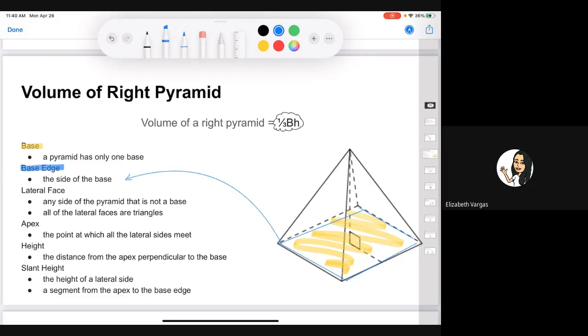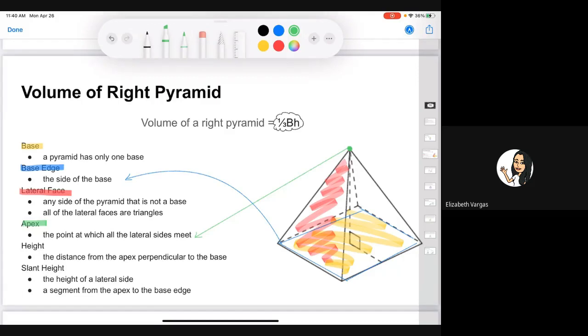Then we have our lateral faces. Our lateral faces are going to be any sides of the pyramid that are not the base. So we have in this example 4 lateral faces, and these would be the lateral faces. Those triangle looking faces. Then we have the apex. The apex is going to be the top part of the pyramid. So that right there would be the apex.